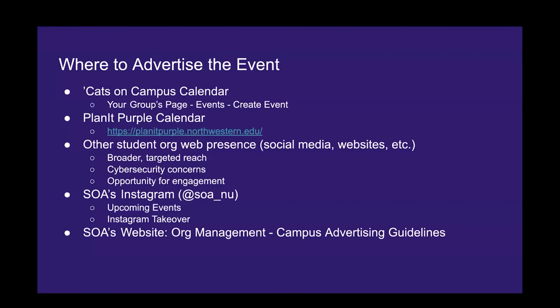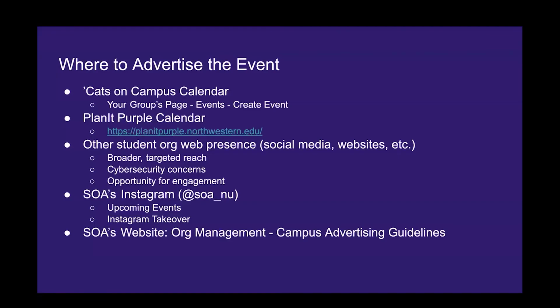SOA looks at the Cats on Campus calendar on a very frequent basis, and that's because we promote events on our Instagram story and will tag your group. So when we see an event on the calendar, we're more likely to post it, which will help get more folks through the door for whatever event that may be. The Planet Purple calendar is also a great resource. This is a calendar that is for the entire Northwestern community, faculty, staff, undergraduate, and graduate students.